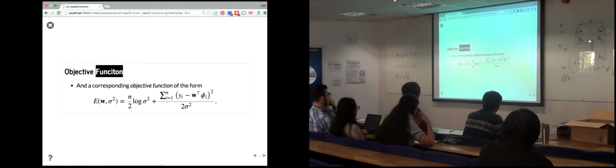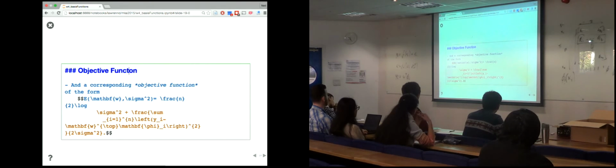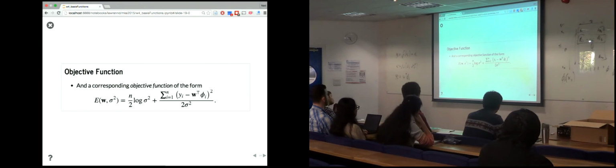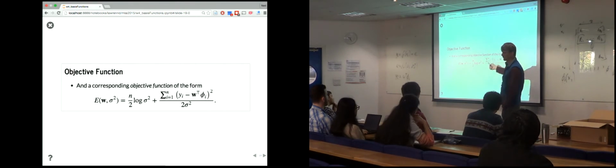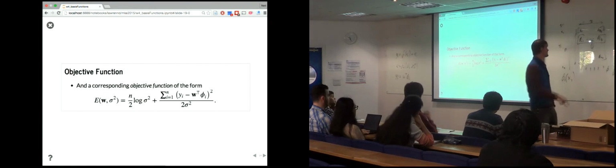Now, just as before, by convention, when we look for the objective function, it has this sum of squares form. So the objective function is the negative log likelihood.